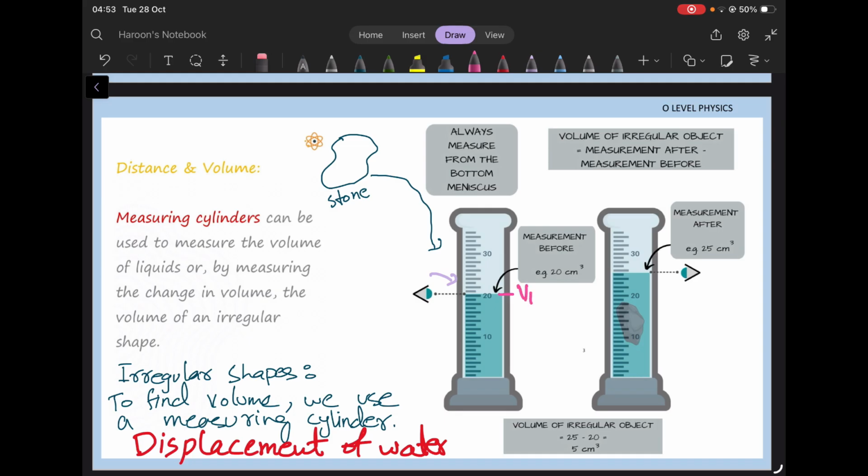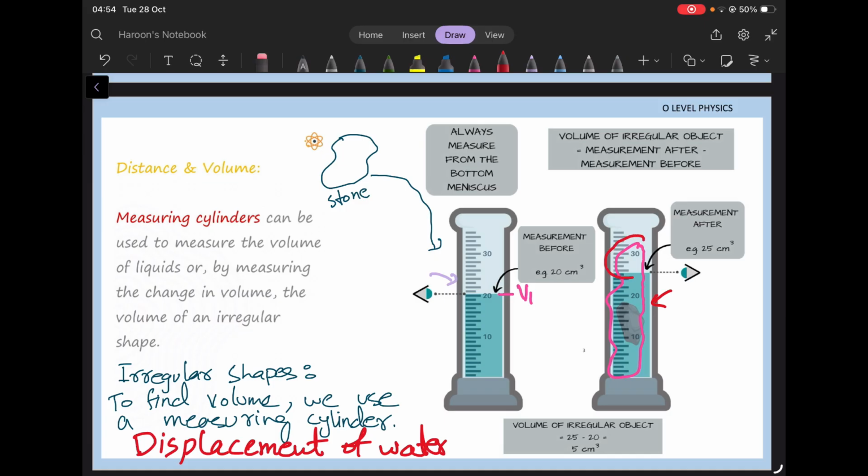Then we put the stone inside the water. The condition is the stone should be fully submerged inside the water. So for example, if I had a bigger stone with a longer length, this will only give me the reading of the part, or the volume of the part which is submerged inside water.